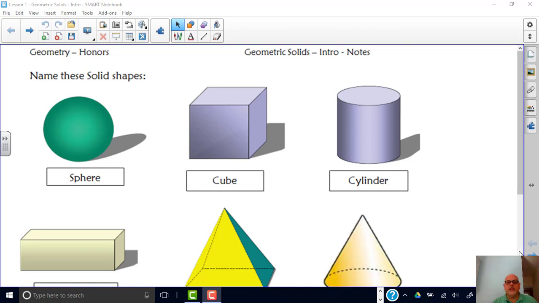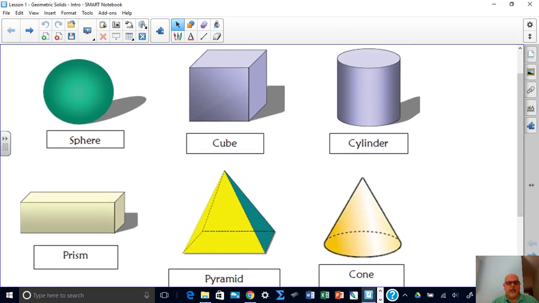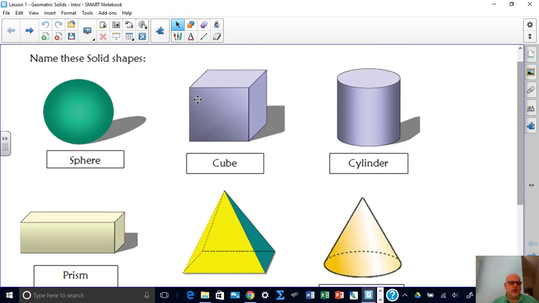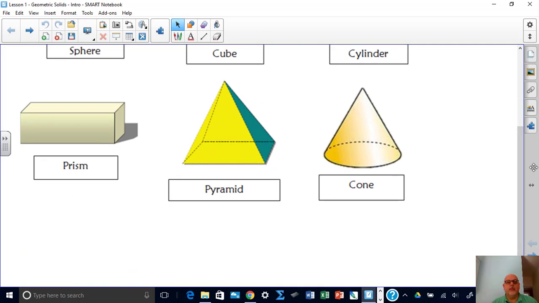Geometry Honors screencast lesson on the introductory lesson for solid geometry. Geometric solids are three-dimensional figures, not two-dimensional or flat the way we've been looking at them so far this year. I know you covered a lot of this in middle school, but we're going to go through this again just to level set everybody. The figures we'll be talking about are a sphere, a cube, a cylinder, a rectangular prism, a pyramid, and a cone.